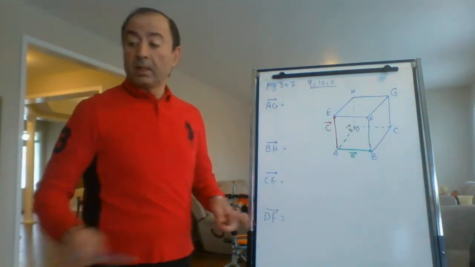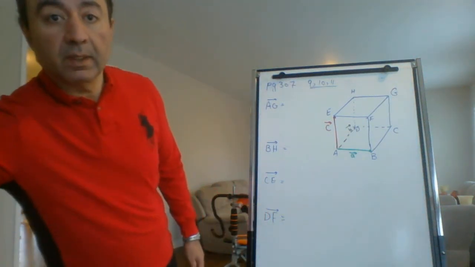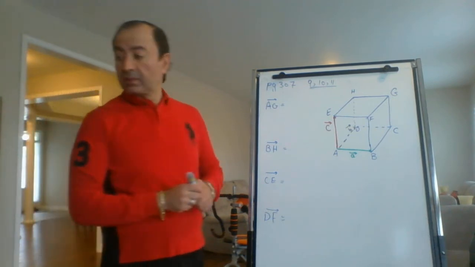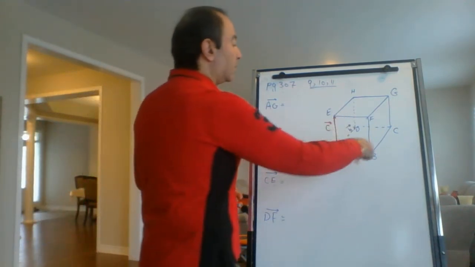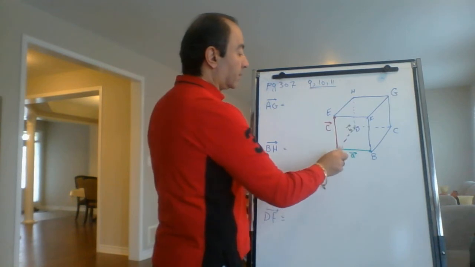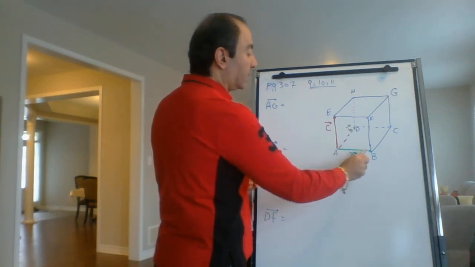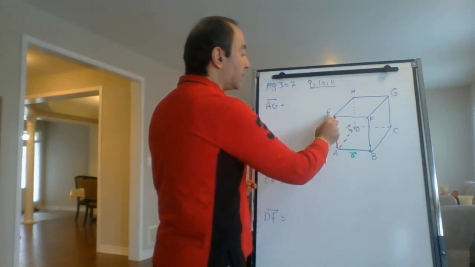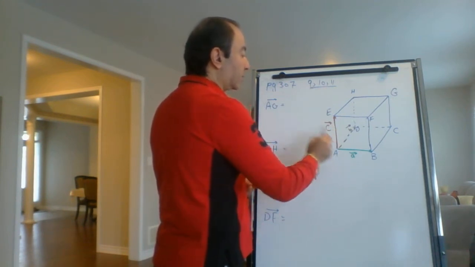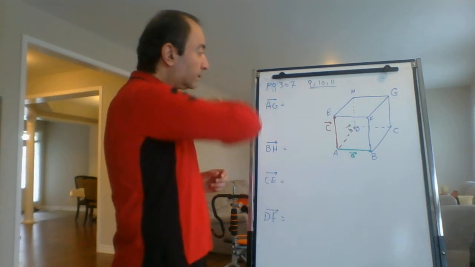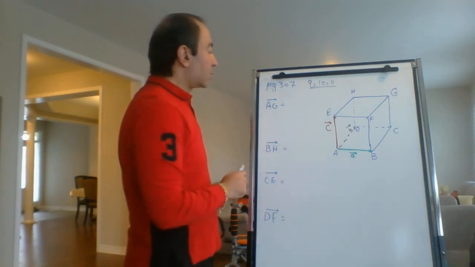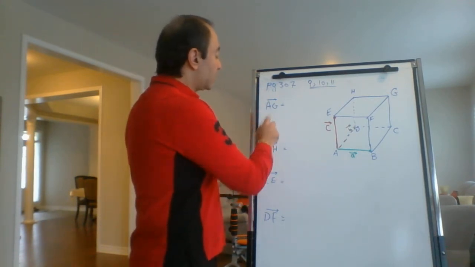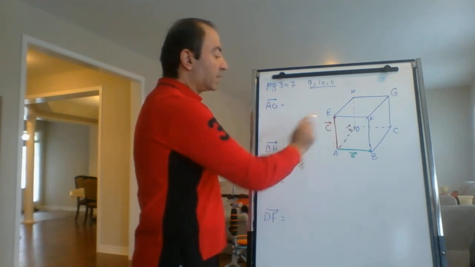Hello again. Now it's question 11 on page 307. This is a cube, and vector AB is vector A, vector AD is vector B, vector AE is vector C. In this question, they ask us to write each of these vectors in terms of A, B, and C.